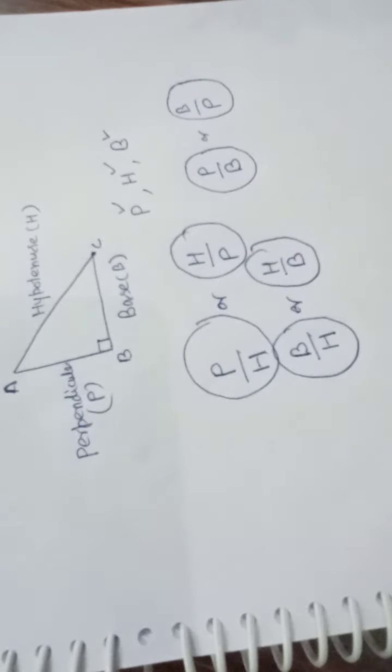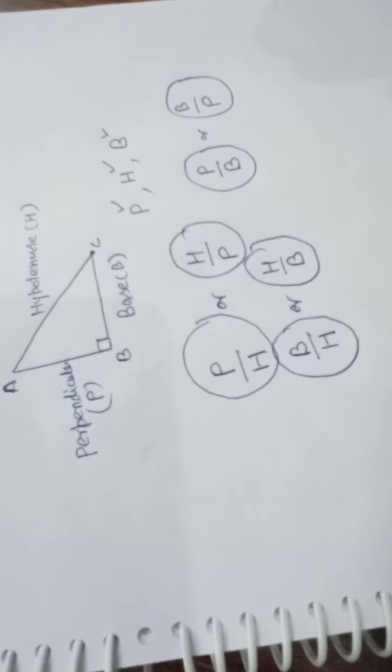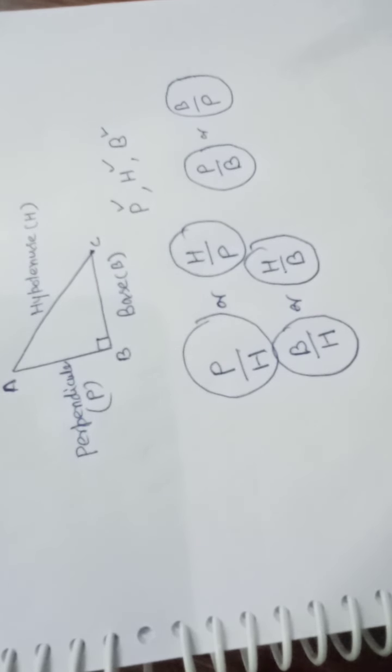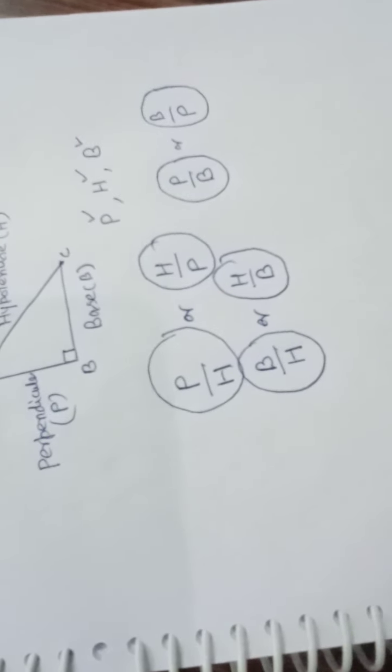You can think, can you make any other ratio taking any 2 out of these 3? Then ultimately you will see that only 6 ratios are possible, right? Only 6 ratios are possible.